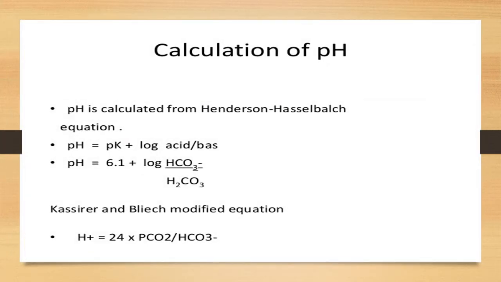Coming to the calculation of pH, pH is calculated from the Henderson-Hasselbalch equation. pH equals pK plus log acid divided by base, that is pH equals 6.1 plus log bicarbonate divided by H2CO3. And the Kassirer and Bleich modified equation: H plus equals 24 into partial pressure of carbon dioxide divided by bicarbonate.